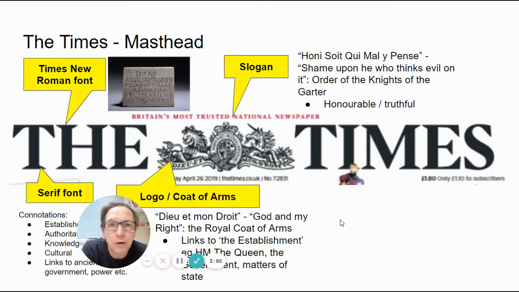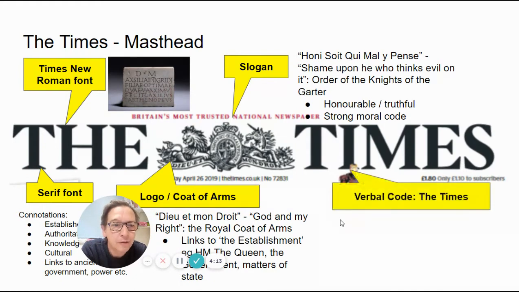But knights are supposed to be honourable and truthful. And they have a strong moral code. So again, it's the Times representing itself as being this arbiter of moral truth and what is right. And you can see that that's reinforced by the slogan there: Britain's most trusted national newspaper.